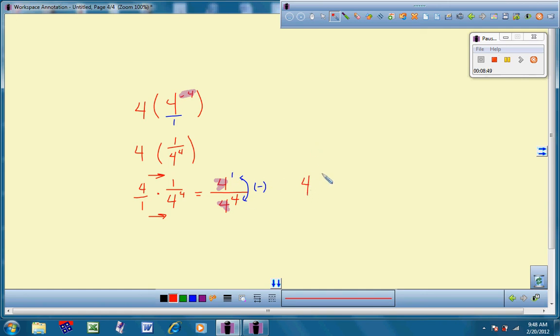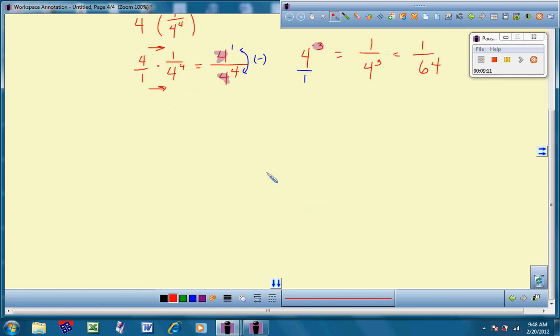1 minus 4 is a negative 3. We got a negative exponent again. This is the same as 4 over 1. Flip it again. So you would get 1 over 4 cubed, which is equal to 1 over 64.